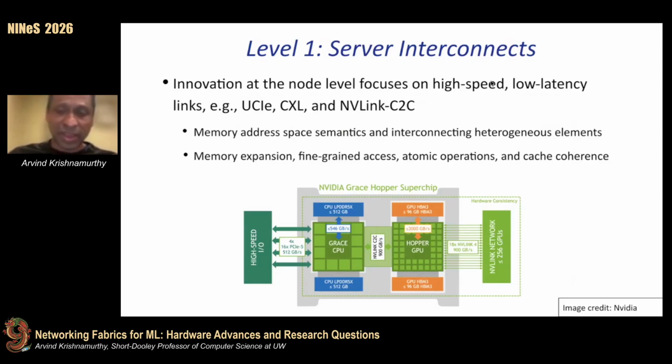As an example, here is the Grace Hopper superchip. The Hopper GPU is connected to the Grace CPU at fairly high throughput. And now the Grace CPU's memory can augment the GPU's high bandwidth memory on the Grace Hopper superchip. And that, of course, means that you can do things which you couldn't have done before.